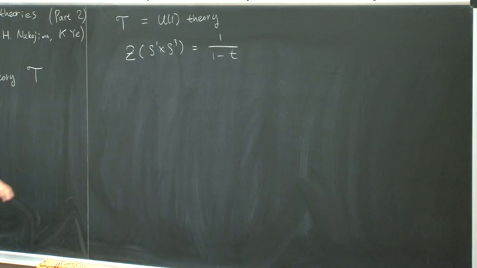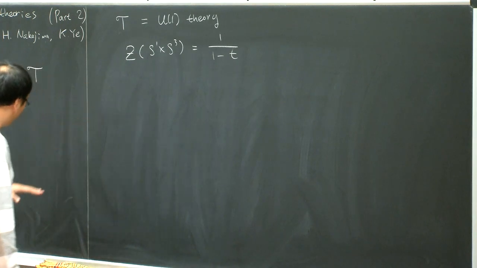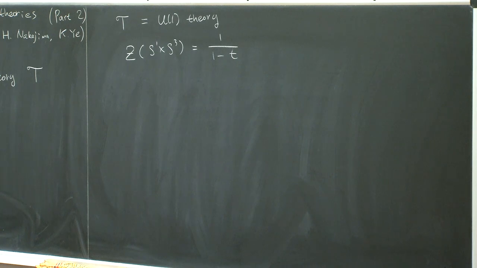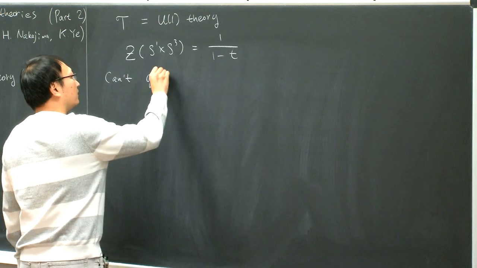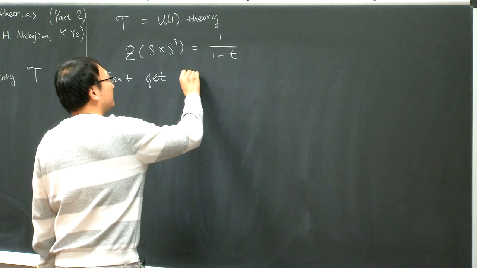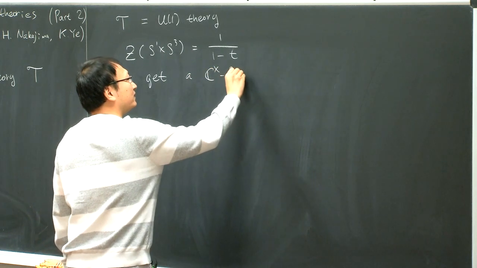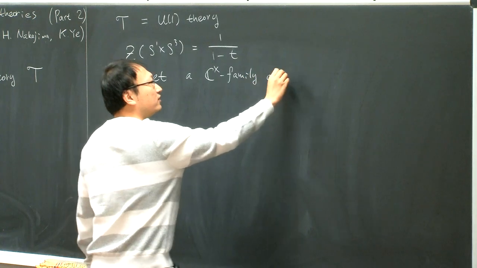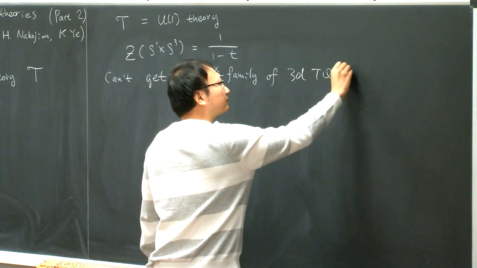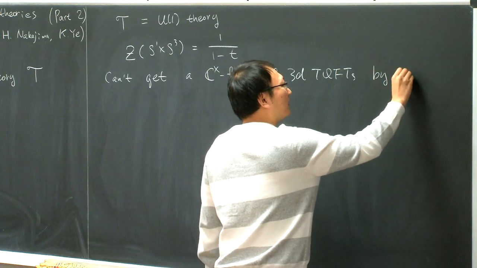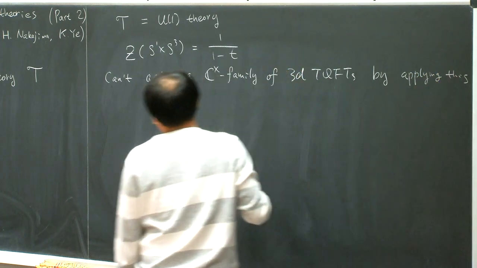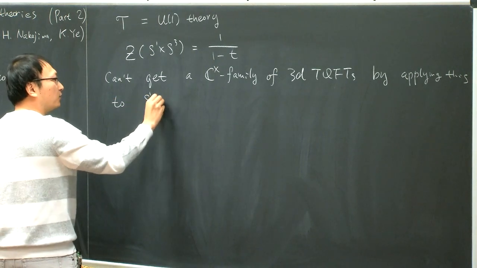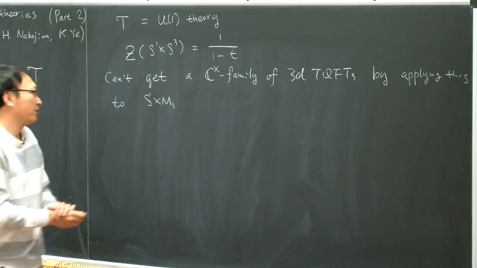But we also remarked yesterday that you shouldn't expect to do this for all three-manifolds in a way that you get a C-star family of TQFTs. So you cannot expect to get a sister family of 3D TQFTs by applying this to S1 times M3, with more general M3.